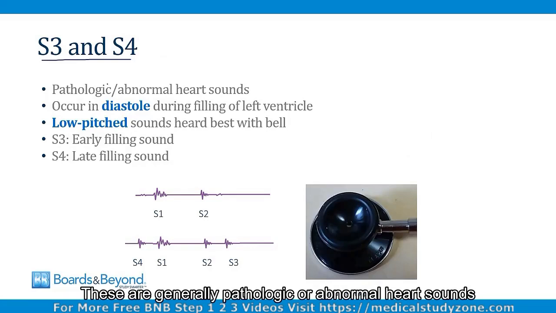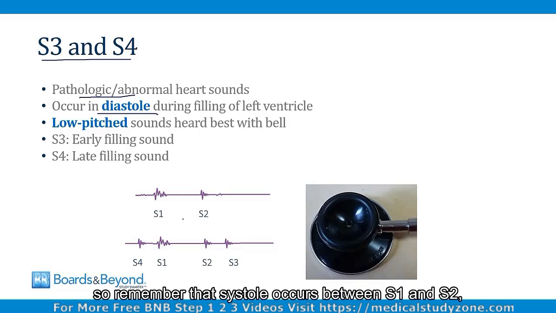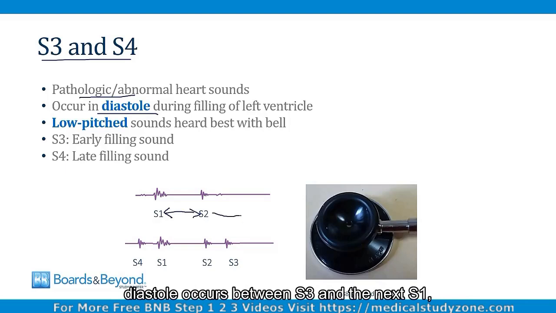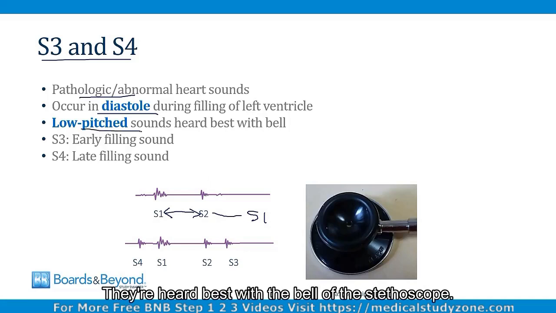These are generally pathologic or abnormal heart sounds, not usually present in normal patients. Both of these are diastolic heart sounds, so remember that systole occurs between S1 and S2, diastole occurs between S2 and the next S1. And so it's during that diastolic period where you will hear S3 and S4. You may be wondering how you can distinguish an S4 and S3 from a split heart sound, and the reason is that the pitch is different. These are very low pitch sounds. They're heard best with the bell of the stethoscope.